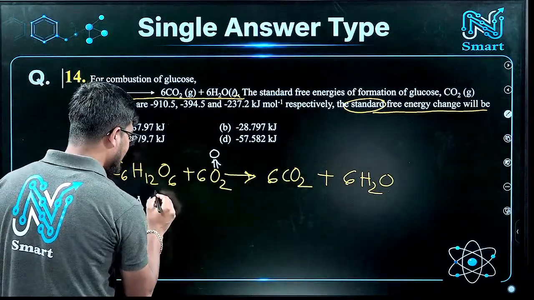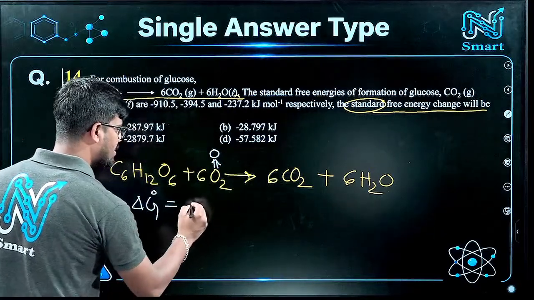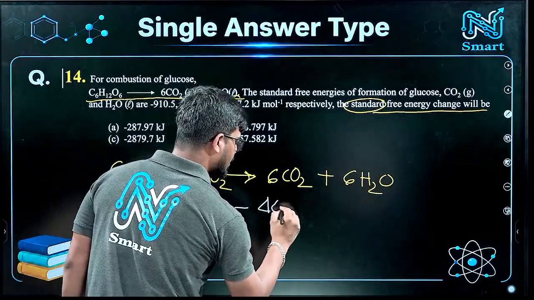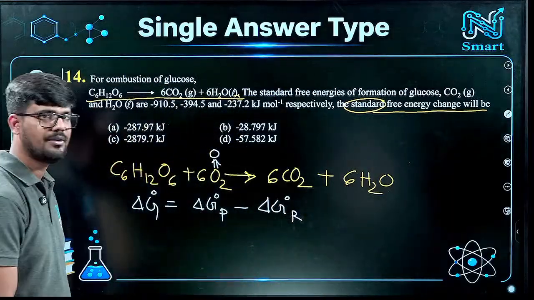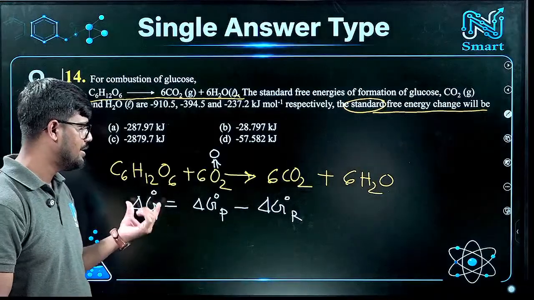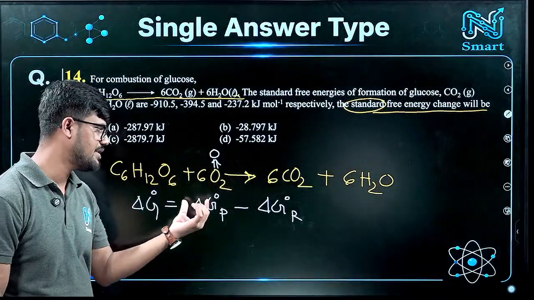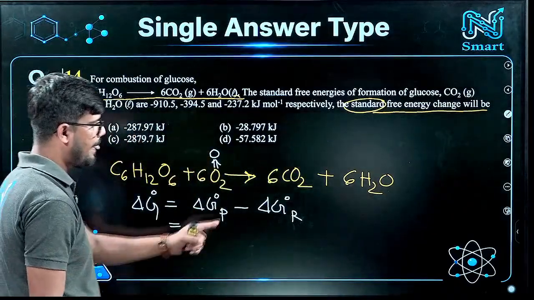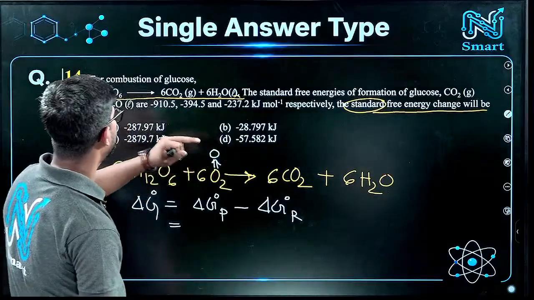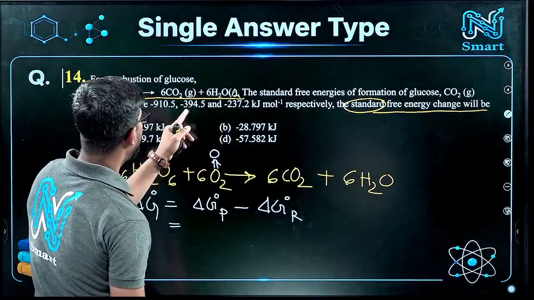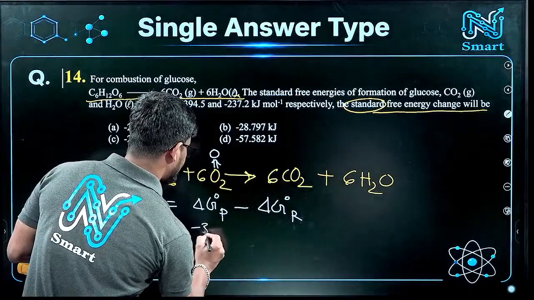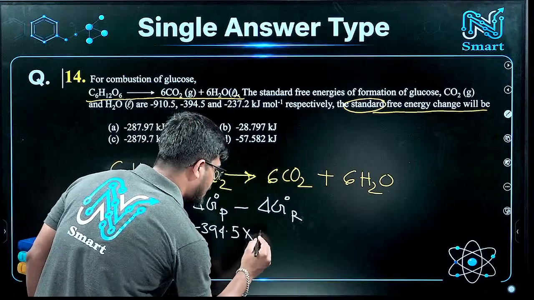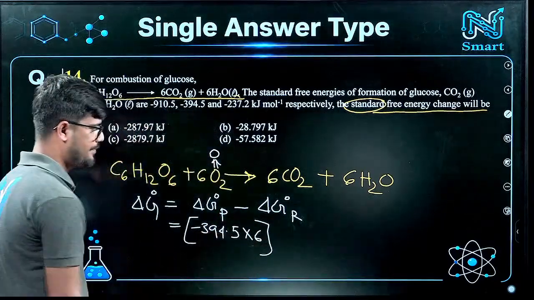So here delta G standard means delta G product minus delta G reactant. This is the normal formula, right? The change in Gibbs free energy for this reaction is products minus reactants. Now in the case of products, we have two different products. CO2 first: what is the value? Minus 394.5. Since we have 6 molecules, multiplied by 6, I am giving the bracket.